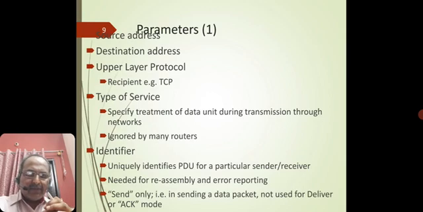Now, the identifier uniquely identifies a PDU for a particular sender and receiver, which needs to be addressed in a standard way of handling. So it is needed for reassembly and error reporting. One more parameter that we need to address here is send only, that is, sending a data packet not used for delivery as an acknowledgement. So these are the parameters. If an acknowledgement is delivered, this means that the data packet is delivered to the destination without any disturbances.